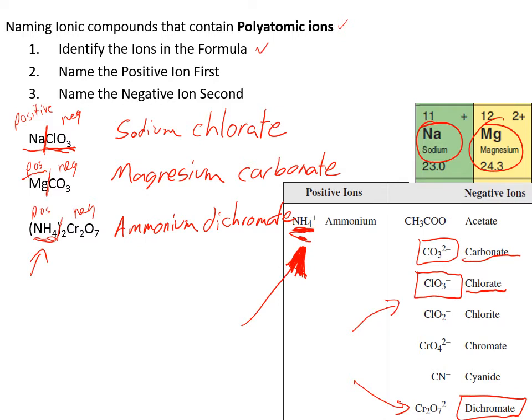I want to emphasize that even though this is the only positive polyatomic ion that we have right here, NH4+, it doesn't mean that that's the only one in existence. That's the only one that we're going to be using for our course, is ammonium. But there are other ones out there.